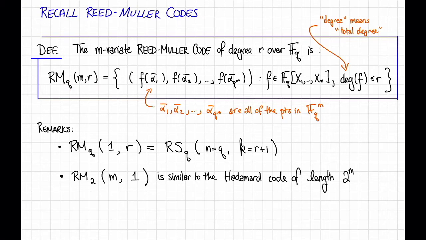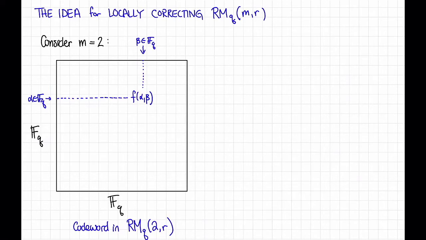Let's see the basic idea. So here's the basic idea for bivariate Reed-Muller codes, that is, when m is equal to 2. In this case, we can view each code word kind of as a square. Each point on the square represents an evaluation point, so think of this as being Fq cross Fq. And each point is an evaluation point alpha comma beta. So the value that goes in the alpha beta position in this square is f of alpha beta for some low-degree bivariate polynomial f. With this picture in mind, let's see how we would locally correct this Reed-Muller code.